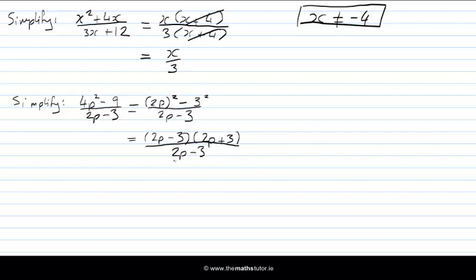Now we can do a cancellation, because 2p minus 3 divided by 2p minus 3 is just going to be 1, as long as p does not equal 3 over 2. So the final answer for this is 2p plus 3.